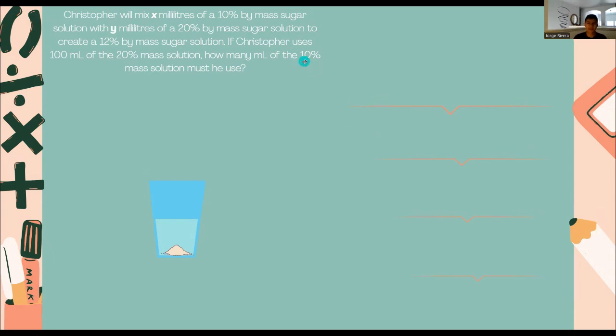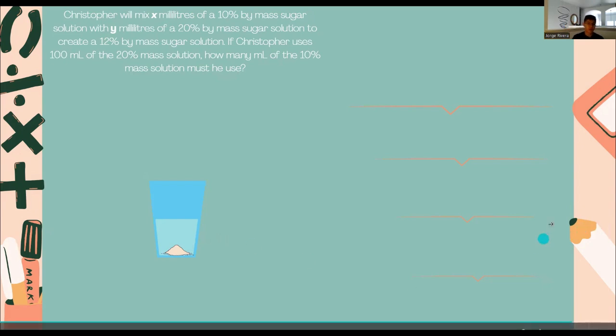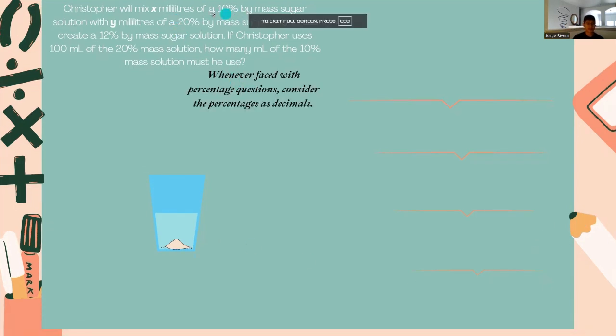All right. So basically what this is saying, right? A solution is basically just water and some stuff that you put into it. So if it's 10% by mass, what does that mean? Let me explain. Whenever faced with percentage questions, as in 10% by mass, 20%, 12%, we have to consider the percentages as decimals.